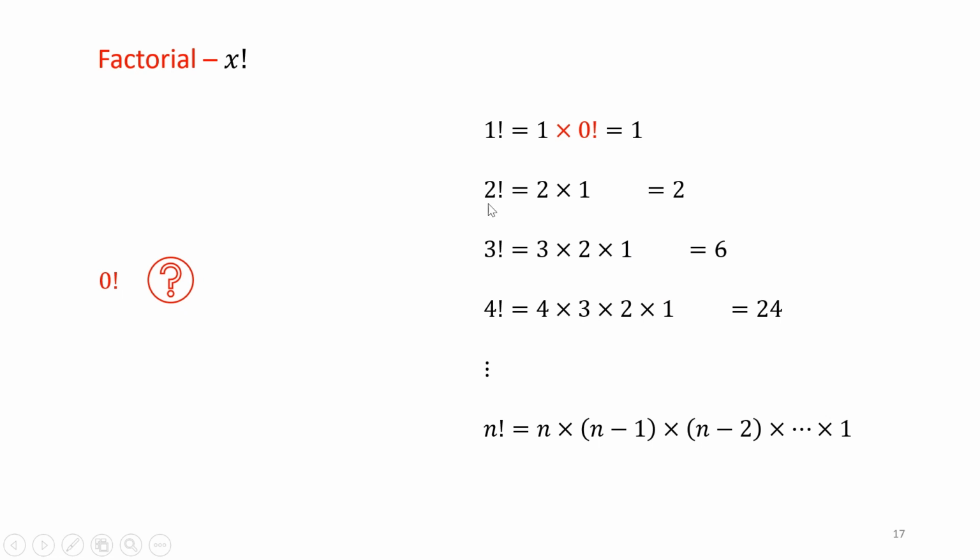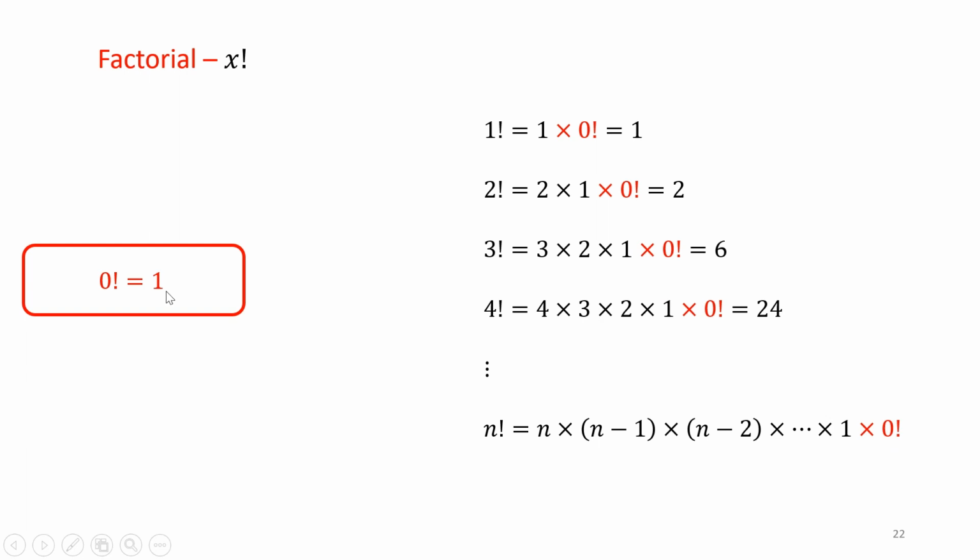Similarly, you could say 2 factorial is 2 times 1 times 0 factorial. Similarly, 3 factorial is 3 times 2 times 1 times 0 factorial. You can say the same for 4 factorial, and you can say the same for n factorial. Now, the only number that allows the number to remain the same is 1. Therefore, 0 factorial has to be 1. Only if it's 1 would this be true.